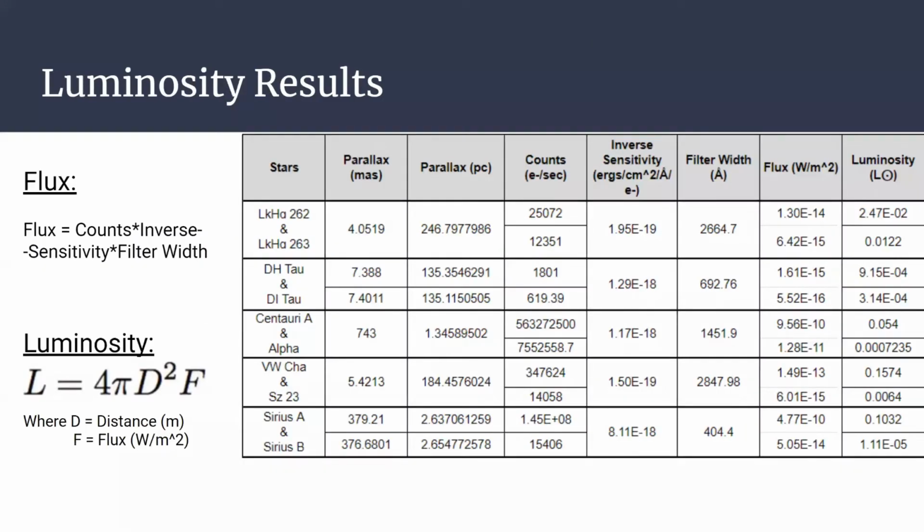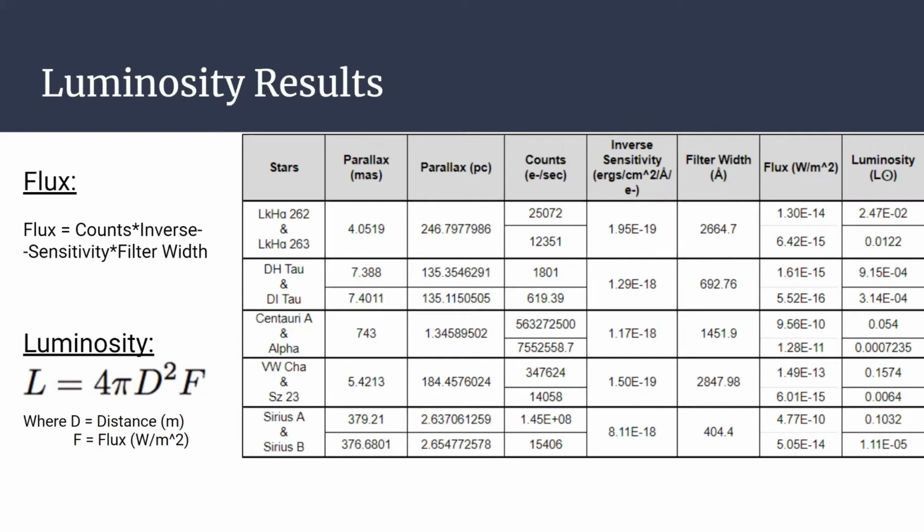In order to calculate each star's luminosity, a series of measurements and data had to be collected. This data can be seen in the provided table. The first step was to go on to DS9 and record values such as counts and inverse sensitivity. The inverse sensitivity can be found in the header, while the counts were measured using DS9's analysis feature.